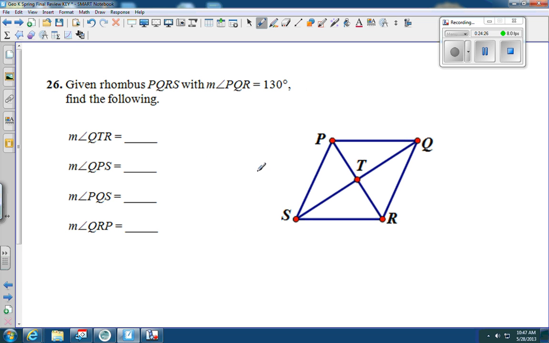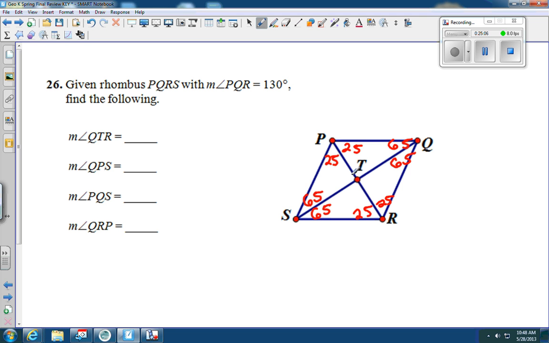Okay, measure of PQR, so this whole thing is 130, so that makes each piece 65, because in a rhombus, the angles are split evenly, remember? And then I also know that this is 65. Cuts those angles in half, bisects. So then I can say that 180 minus 130 leaves me with 50, so this is 25, because remember the angles are supplementary. So if this is 130, this has to be 50. So each one is 25.